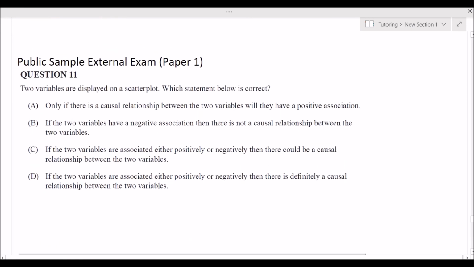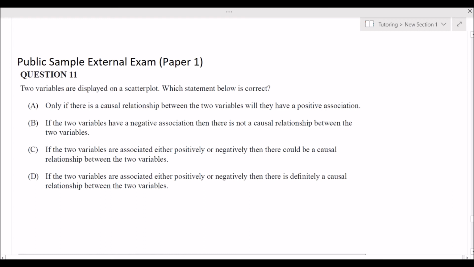Okay, so this first one here is from the publicly available sample external exam. It's on paper 1 and it's part of the multi-choice questions. Okay, so I want you to have a go at this question to the best of your ability, and we will have a look at the answer in just 1 second. Pause the video, have a go.